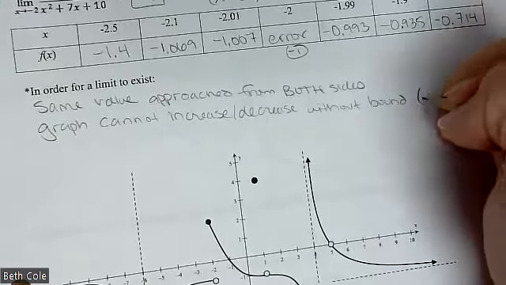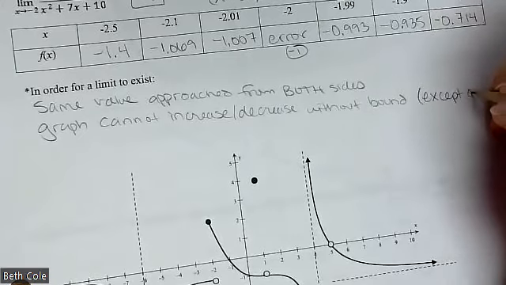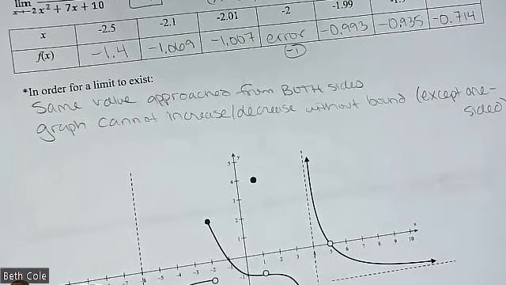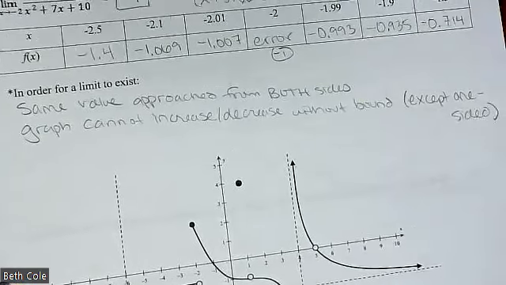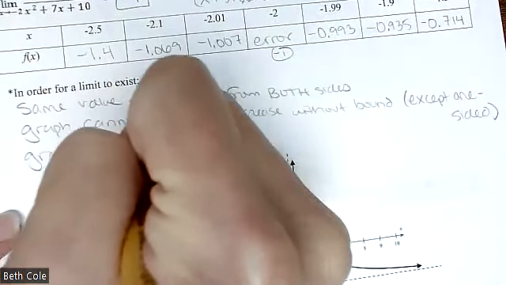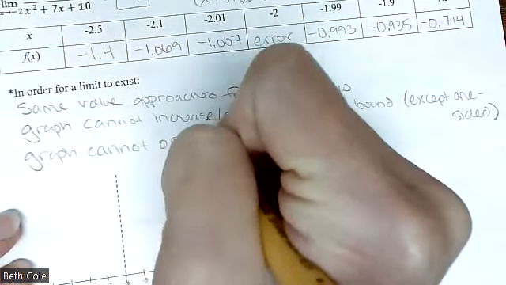There is an exception to this. It's except for the one-sided limits. You can get an answer of infinity or negative infinity if it's only from one side. So, that's like the one exception to that. So you can get an infinity or negative infinity answer if it's one-sided. And then the last one, the graph cannot oscillate.